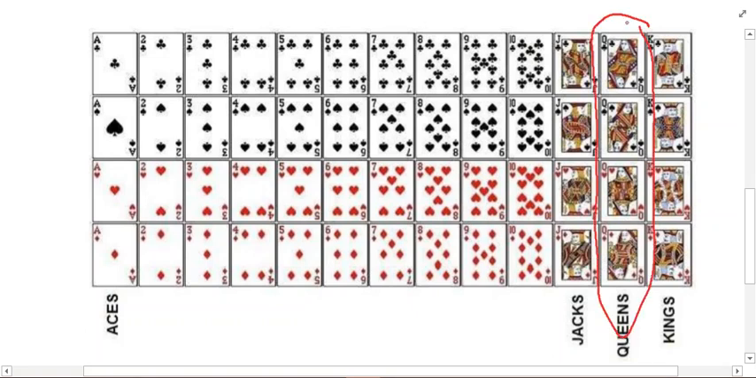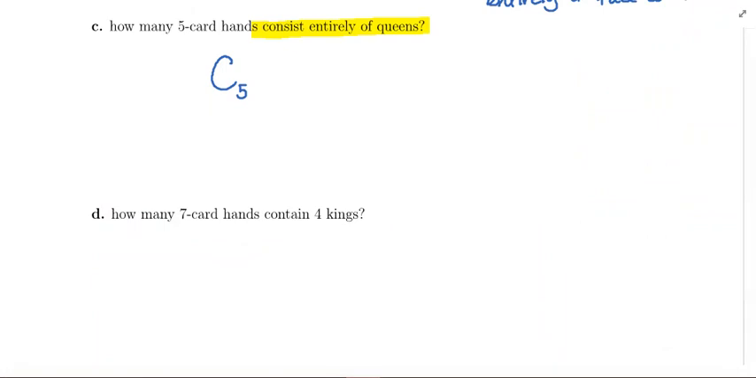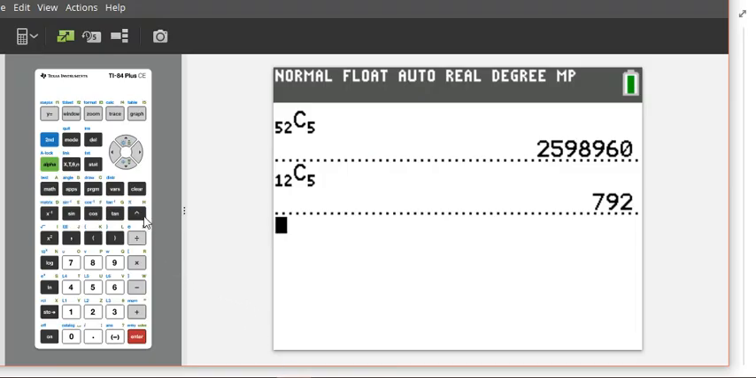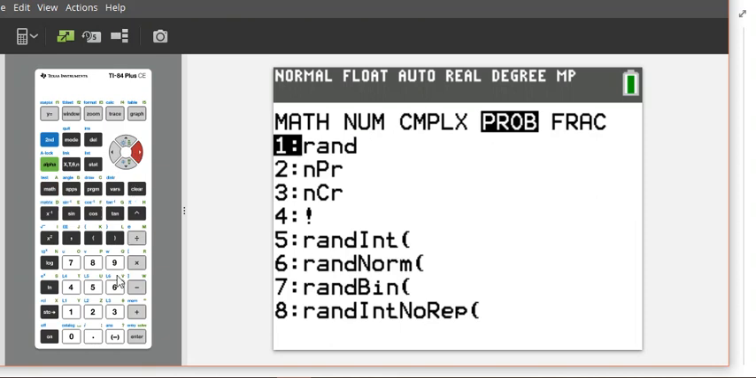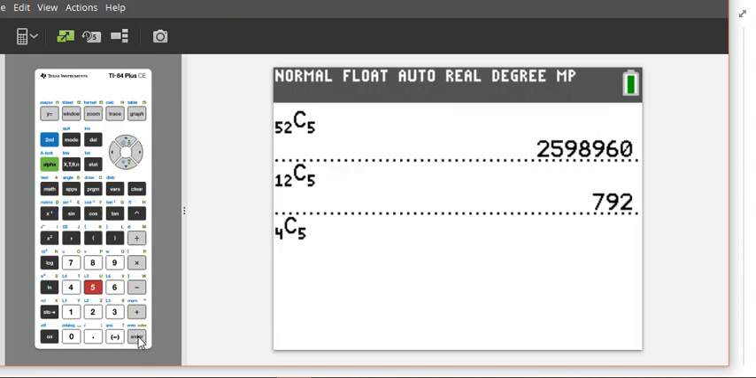If we look at this, there are a total of 4 queens in the deck, so this is the greater set that we're pulling from. From the greater set of 4 cards, all the queens, we're picking 5 of them. That might sound a bit odd. Let's go to the calculator and do this. 4 choose 5, and you get 0.